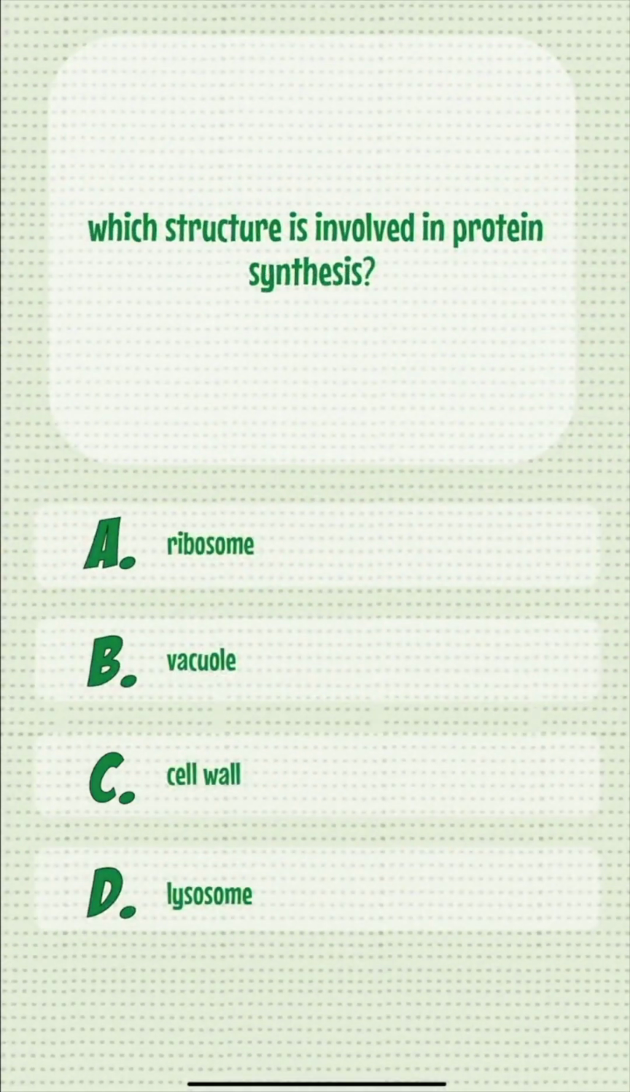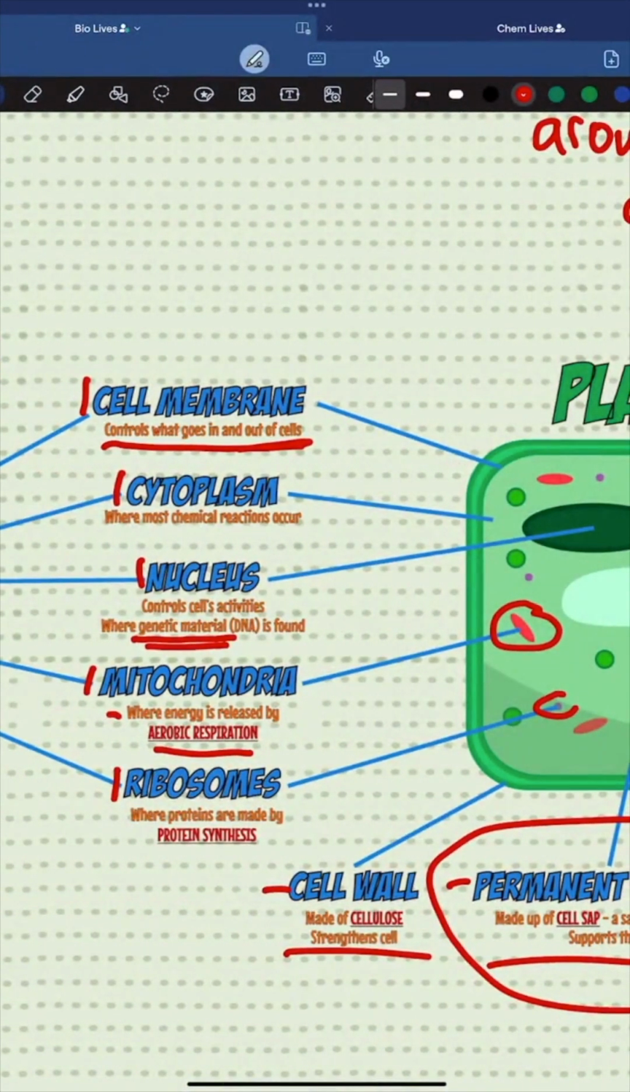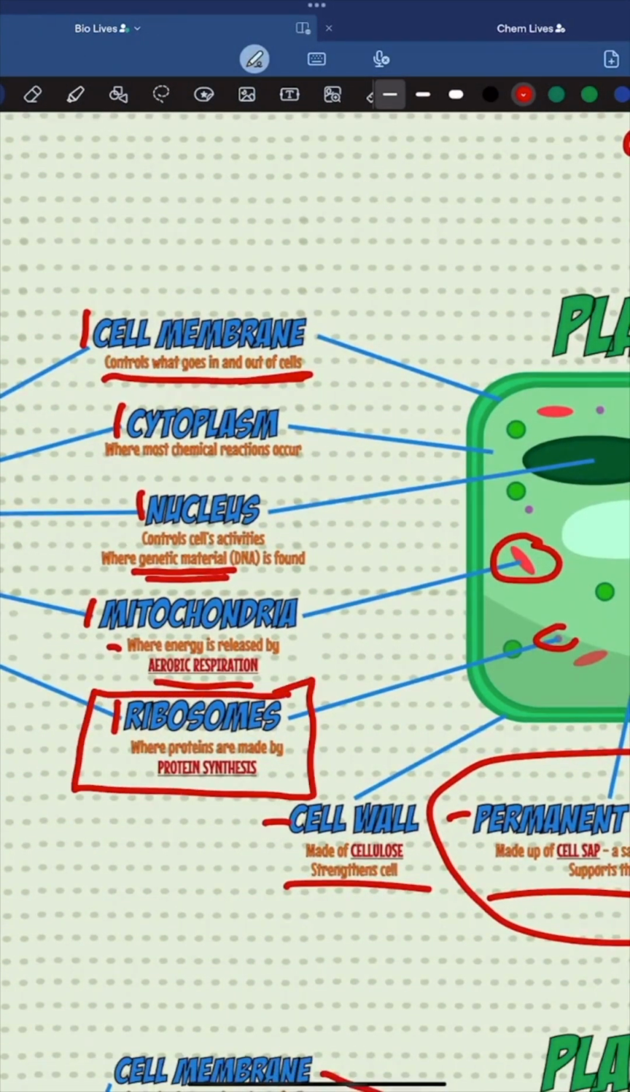Next up, which structure is involved in protein synthesis? So this is one of the functions of these. Ribosome, vacuole, cell wall, lysozyme. So just vote quickly. Yep, good. Most people got A, so let's just check that. Ribosomes are where proteins are made by protein synthesis.